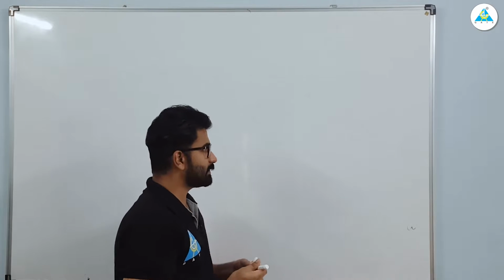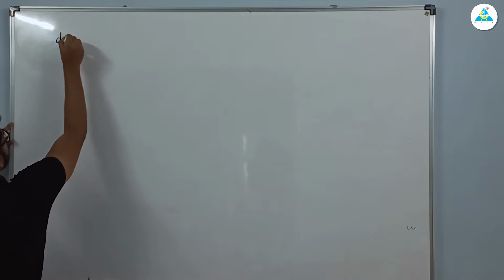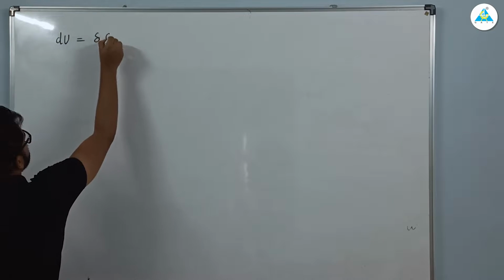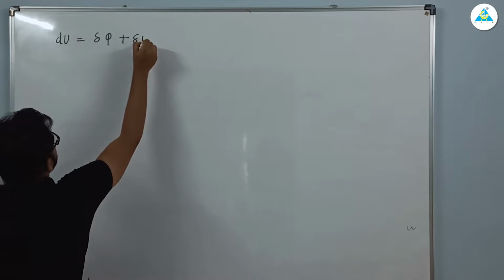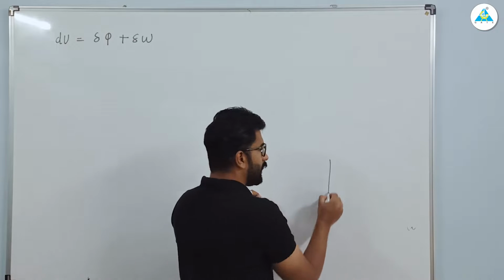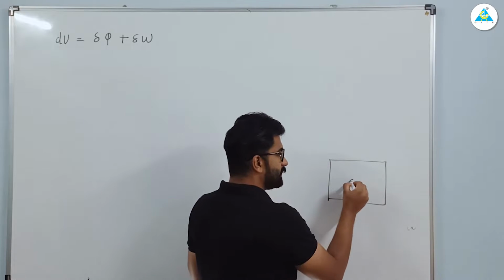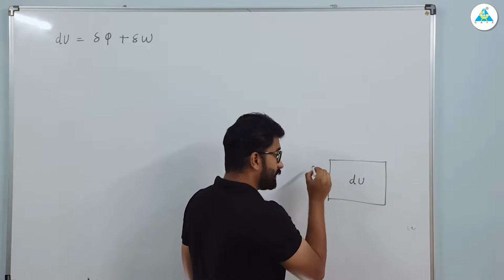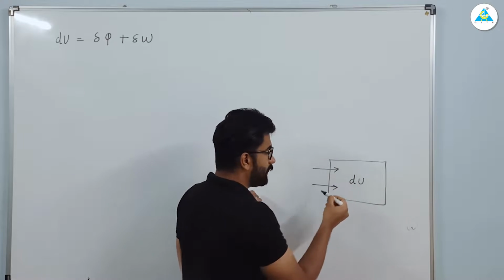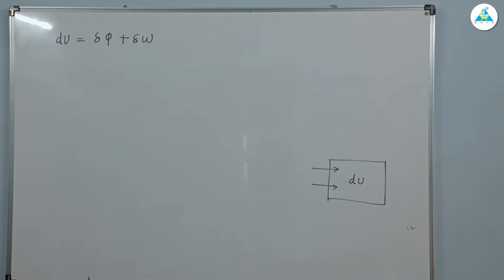So the first equation we discussed was: internal energy change for a closed system is equal to del Q plus del W. So this is the first equation we have discussed. This is our closed system, and the internal energy change inside it is due to heat transfer and work transfer. This is what we did, right? So I hope you remember.